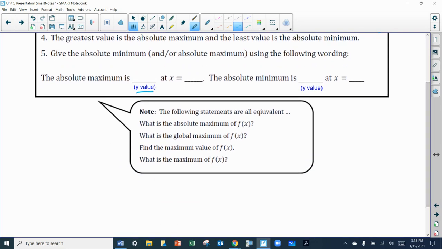Another thing to note, this is important. There's many ways to ask for an absolute max. You could say, what is the absolute max? What is the global max? What is just plain old the maximum? That we interpret as global absolute. The only way to get a relative max is to use the word relative or local. Okay, so I never will be confused when the AP states maximum, which they often do. I have to interpret that as absolute.